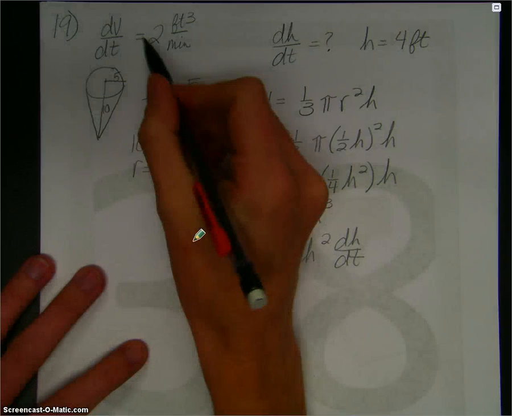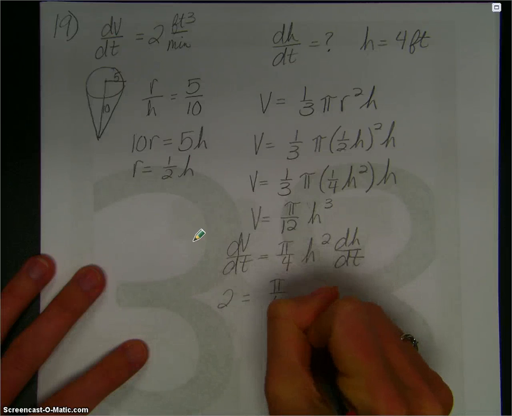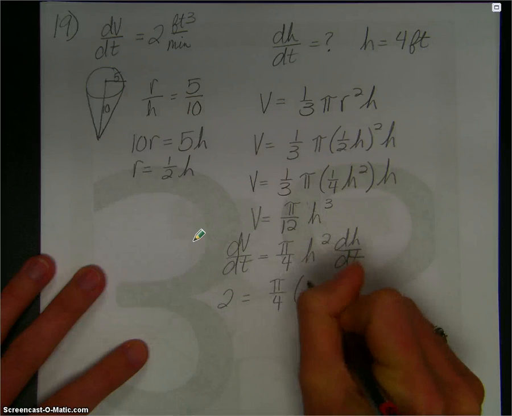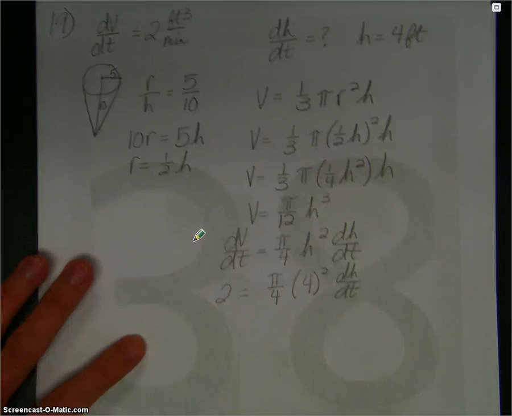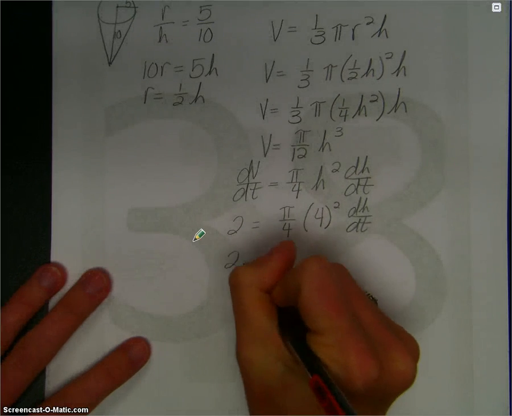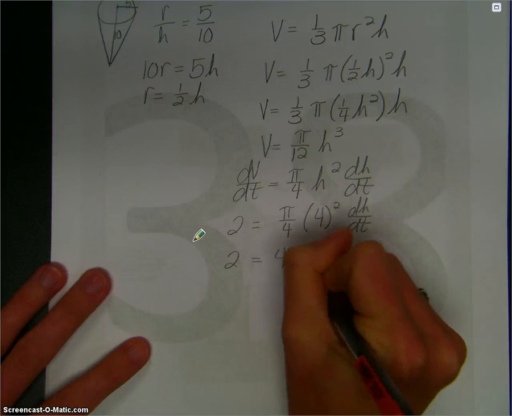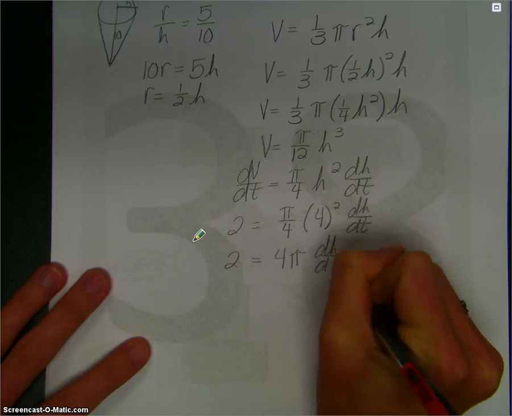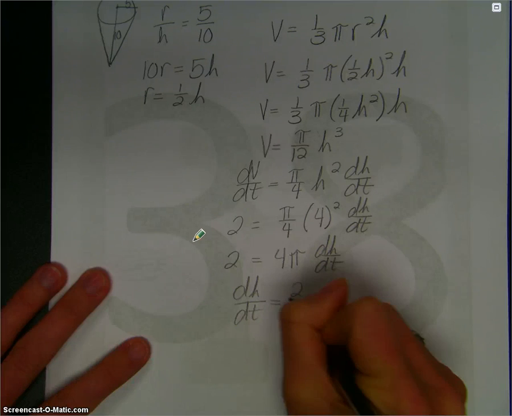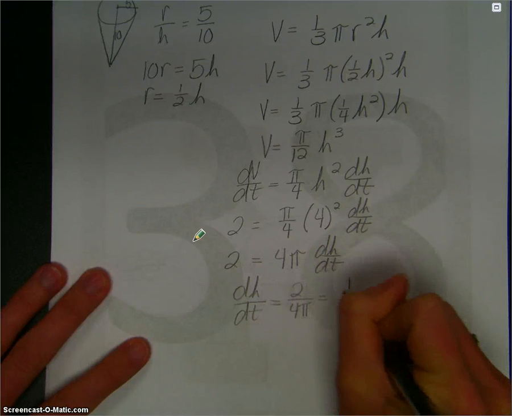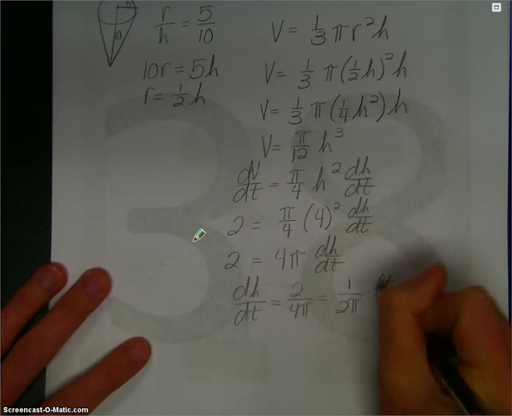Okay, so now let's fill in our given information. I know that dV/dt is 2. I've got my pi over 4 right here. I know that h is 4, squared. And then dH over dt is what I'm looking for. This is going to give me 2 equals pi over 4 times 16, which is 16 divided by 4, gives me 4 pi, times dH over dt. Without a calculator, I'm going to say that dH over dt is equal to 2 over 4 pi, or 1 over 2 pi. Either answer is fine, and we are working in feet per minute.